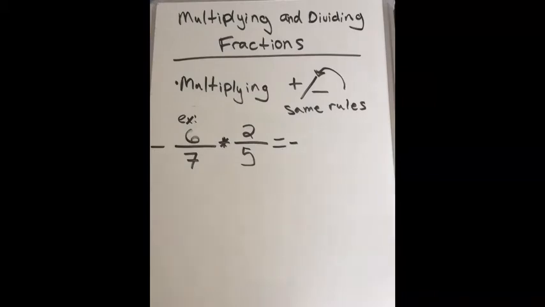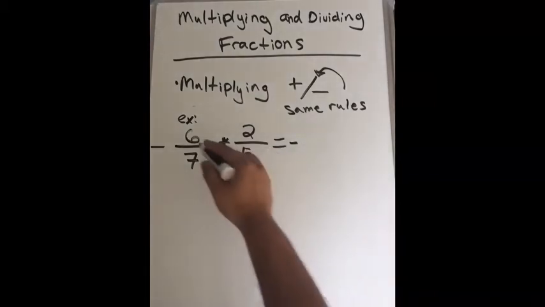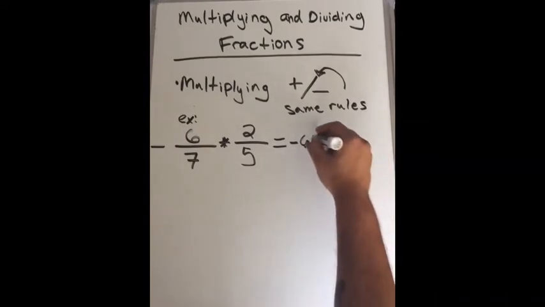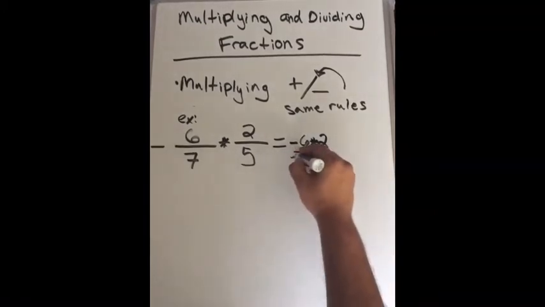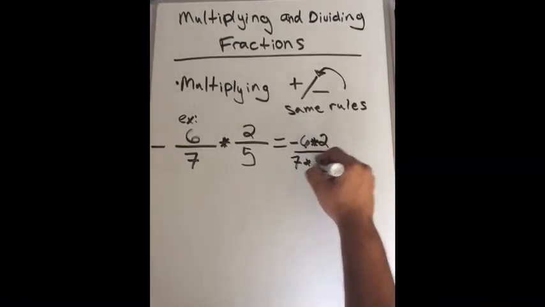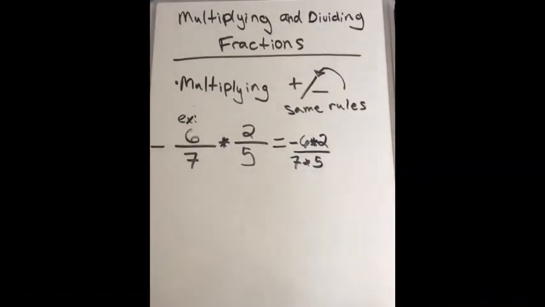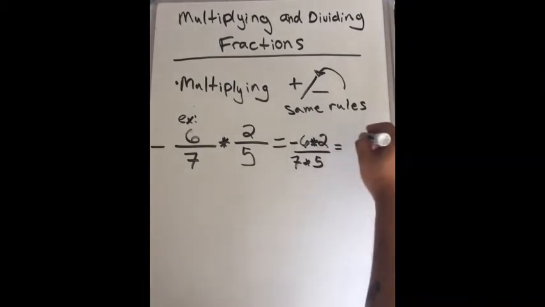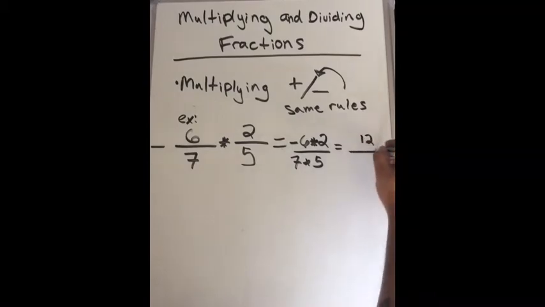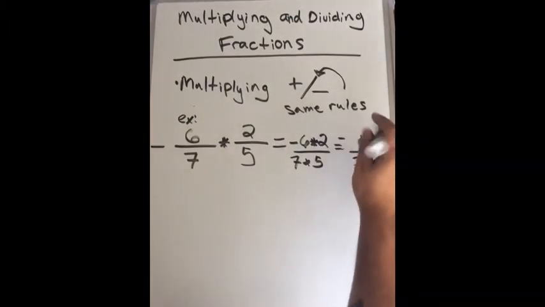Now we just recall what we learned about multiplying fractions. We have a 6 in the numerator times a 2 in the numerator, and a 7 in the denominator times a 5 in the second denominator. Again, we're just multiplying across. 6 times 2, in our case negative 6 times 2, and 7 times 5. 6 times 2 is 12, and 7 times 5 is 35. Remember that this is negative, and you can put the negative right here in front to make that a little more clear.